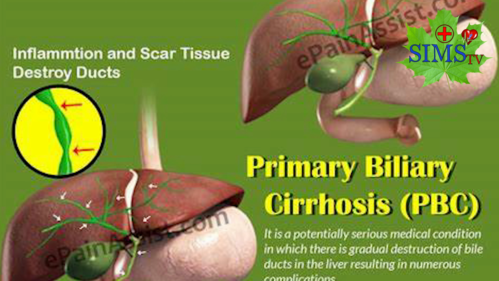Biliary cirrhosis is when a person's bile duct is narrowed. This is called biliary cirrhosis jaundice. It will stop the bile juice from going into the intestines. Then it will cause biliary cirrhosis and jaundice.